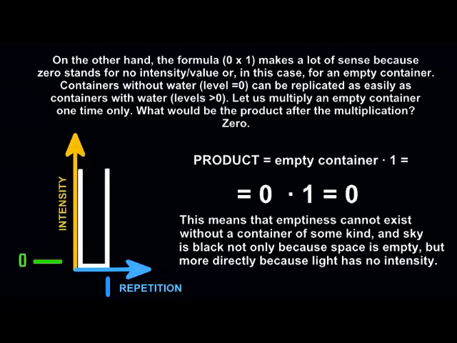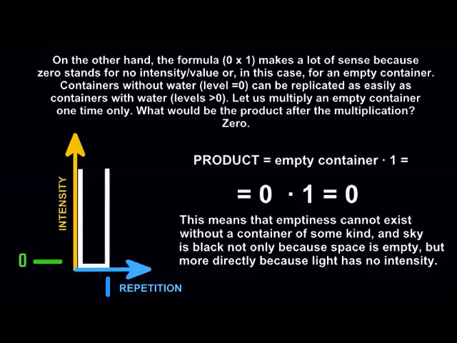On the other hand, the formula 0 times 1 makes a lot of sense because 0 stands for no intensity or value, or, in this case, for an empty container. Containers without water can be replicated as easily as containers with water. Let us multiply an empty container one time only. What would be the product after the multiplication? 0. Product equals empty container repeated one time equals 0 times 1 equals 0, that is, an empty container.